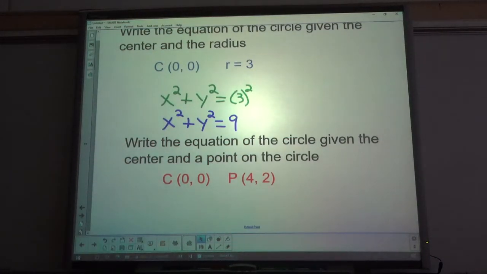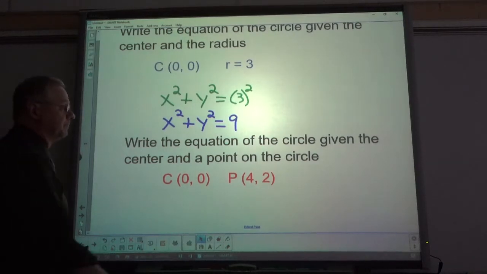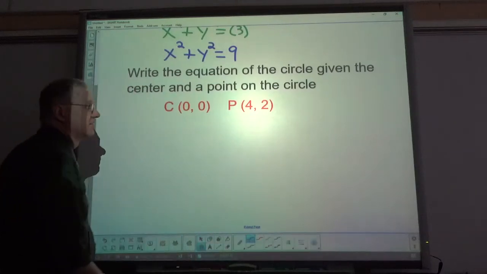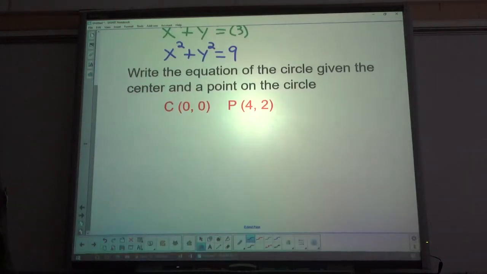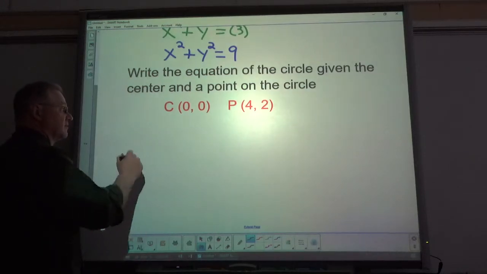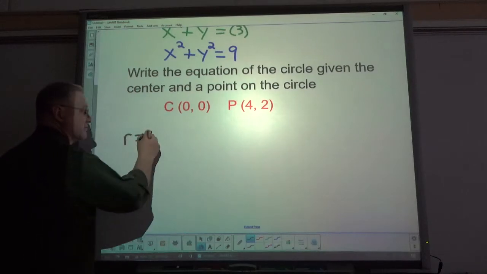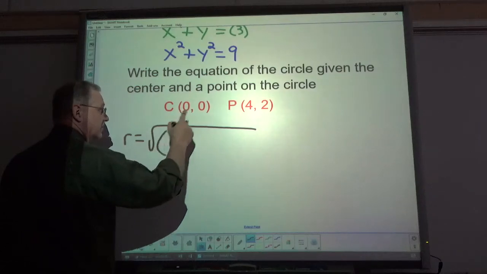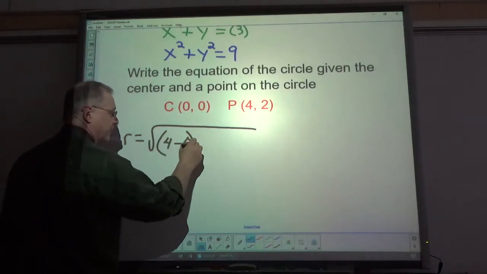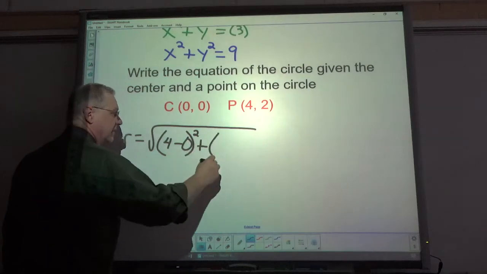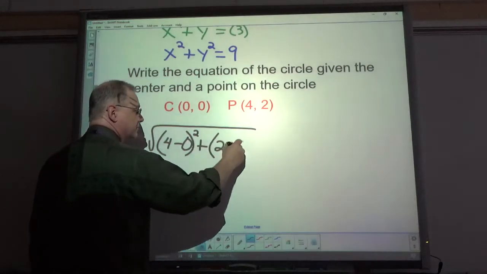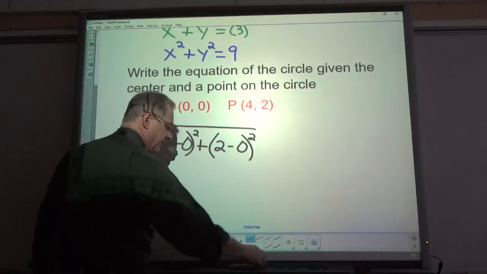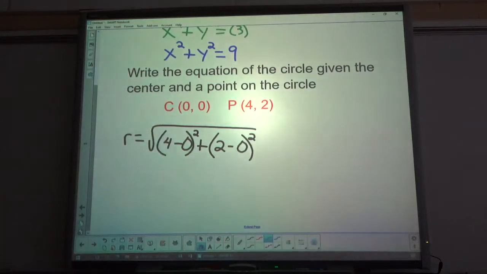Down here, we have write the equation of the circle given the center and a point on the circle. Now, to be able to do that, I need to know the distance formula so I can find the radius, or the distance from the center to the point, which is the radius. So r, that distance, is the square root of the difference between the x values. So I'm going to put the 4 first. Squared. Plus the difference between the y values, squared. So there's your distance formula.